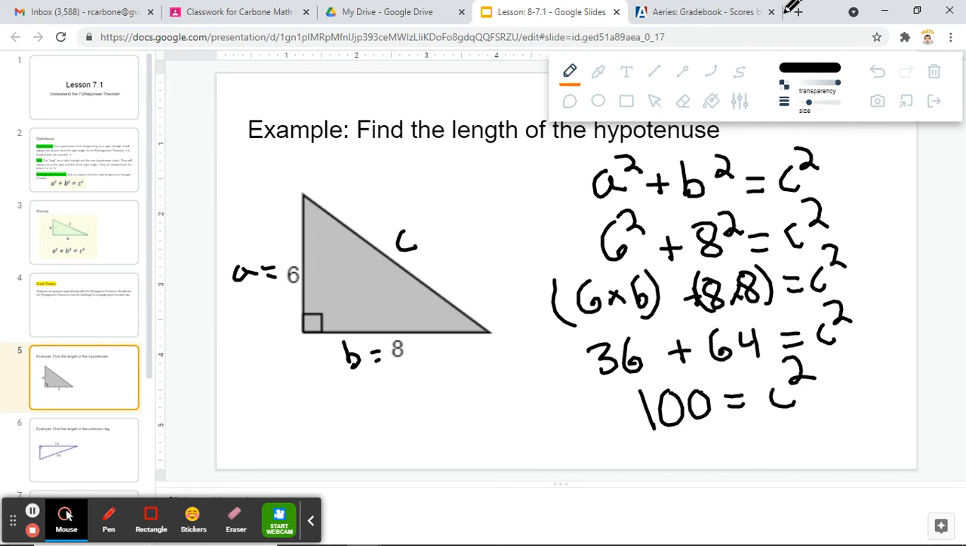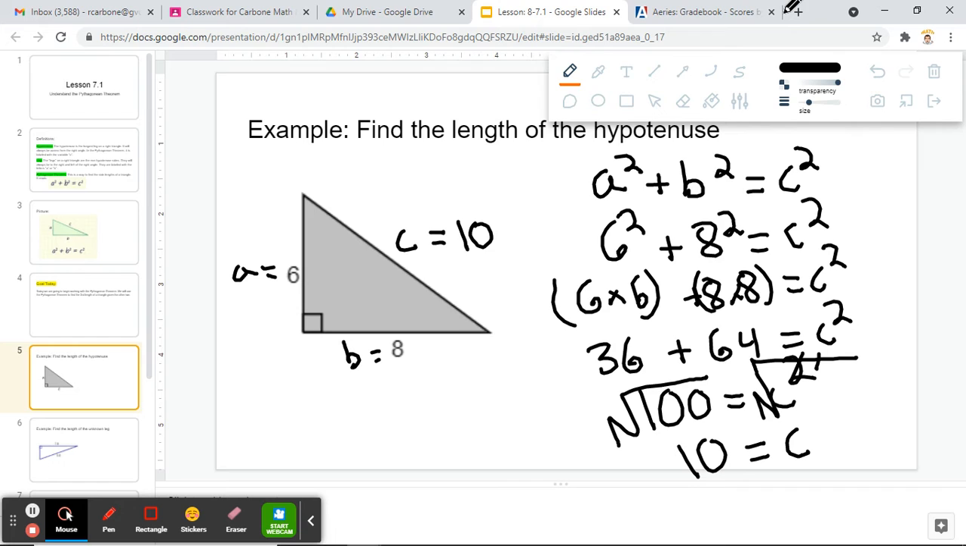But we don't want to know what c squared is. We want to know what c is, because c is our hypotenuse, not c squared. So what that means is we have to take the square root of both sides of our equation. The square root of a squared number will cancel. On the right side, we'll have just c. And on the left side, the square root of 100 is 10, because 10 times 10 equals 100. So that means my hypotenuse is 10.